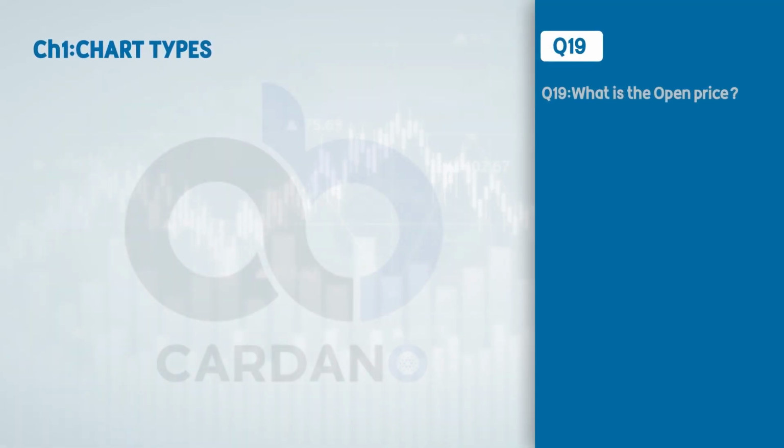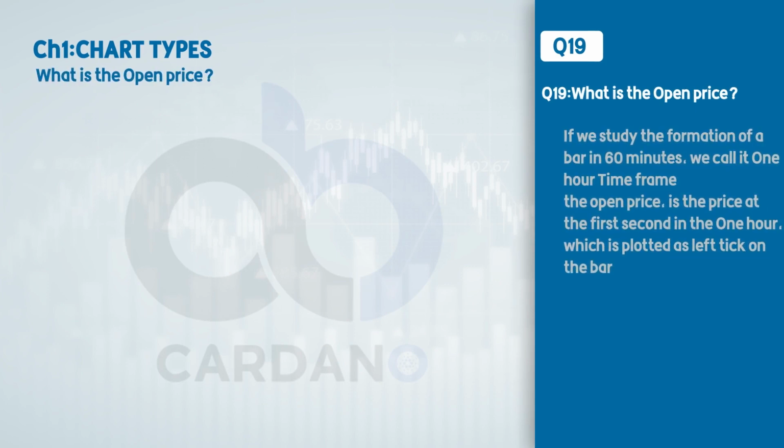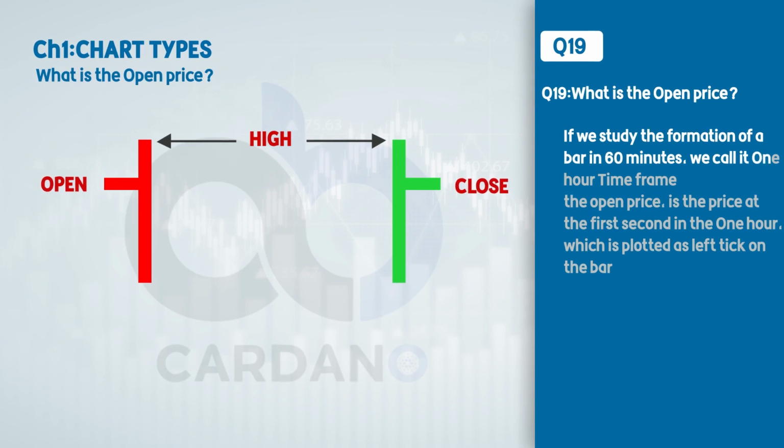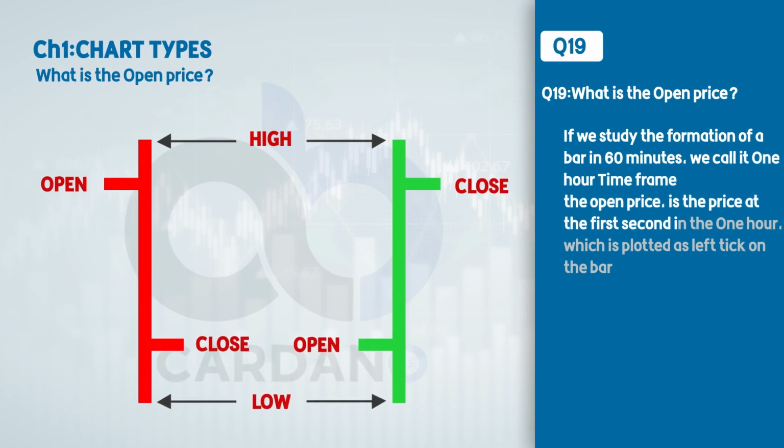Question number 19. What is the open price? If we study the formation of a bar in 60 minutes, we call it the 1 hour time frame. The open price is the price at the first second in that hour, which is plotted as the left tick on the bar.